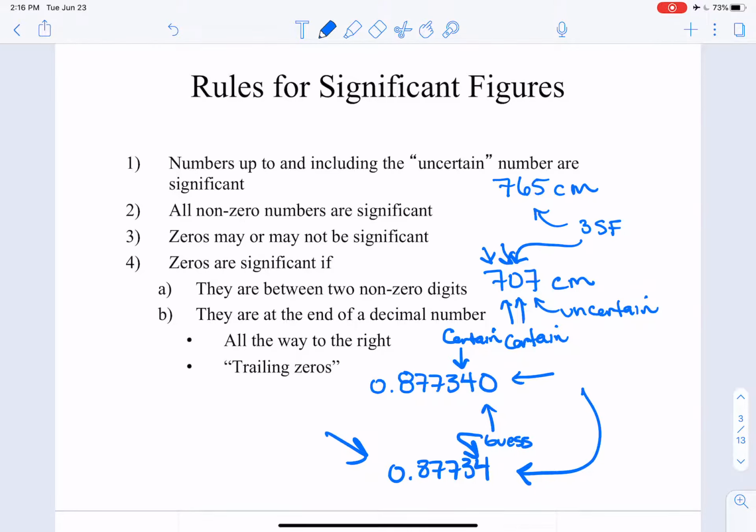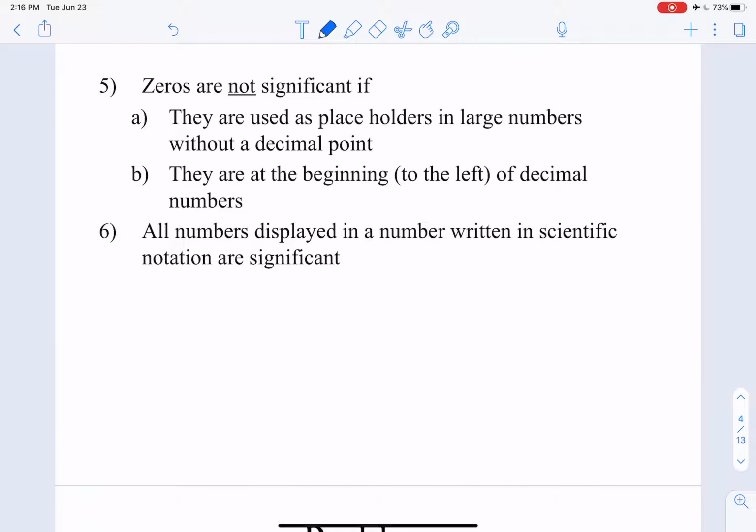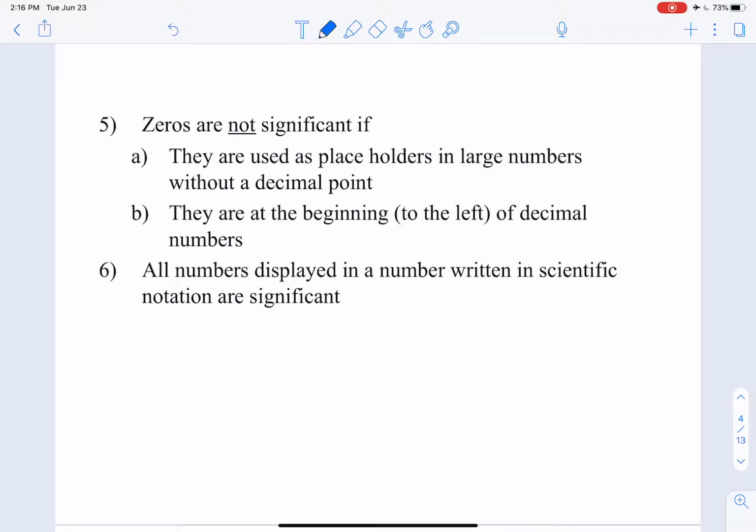Okay, all right. So zeros are not significant if they are used as placeholders in large numbers without a decimal point. So if we have the number 800, that value has one significant figure. It's the 8. The zeros right there are placeholders because you cannot write 800 without writing those zeros there. If you did not write those placeholder zeros there, your number would be 8, and 8 is not the same as 800. So the 8 is the only significant digit, and when you only have one significant digit, it's your uncertain one. So if you're measuring this, you're not sure if it's 700, 800, or 900, but your best guess is that it's 800, okay?